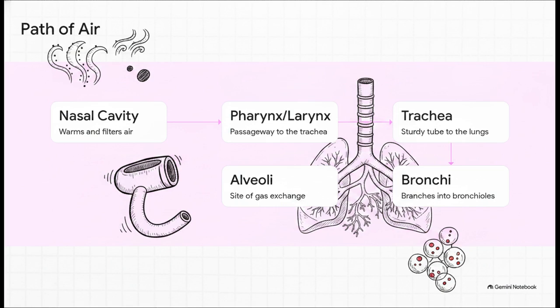These are tiny thin-walled sacs that kind of look like microscopic bunches of grapes. There are literally millions of them. To put that into perspective, they create an estimated 100 square meters of surface area, that's roughly half a tennis court, all packed inside your chest. And this massive surface area is the exact site of gas exchange, where oxygen finally enters the bloodstream.